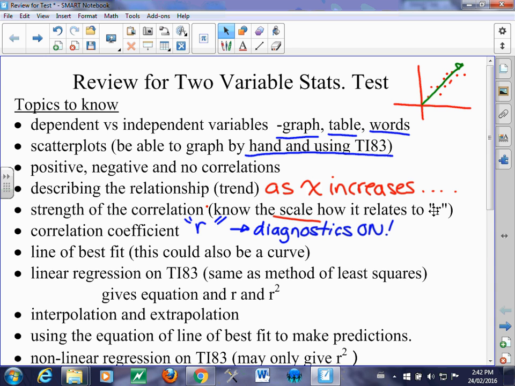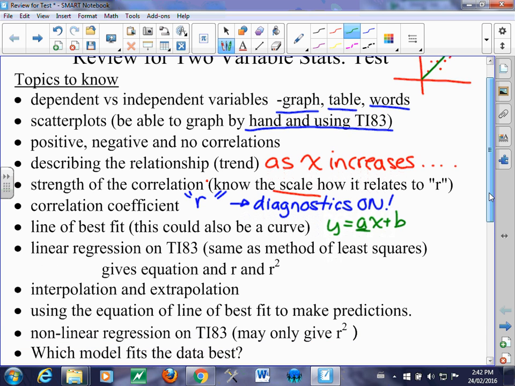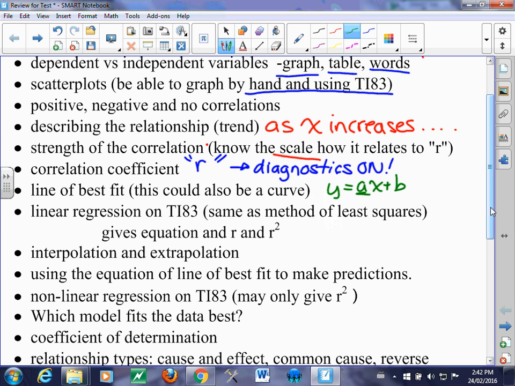So, ladies and gentlemen, line of best fit. It could also be a curve, but if it's a line, it's y equals, according to the graphing calculator, ax plus b instead of m. And please note that you can sub that in. Make sure you know how to do the linear regression, which is the same as the least squares method. So if you're looking on your formula sheet, it's the least squares line of best fit.